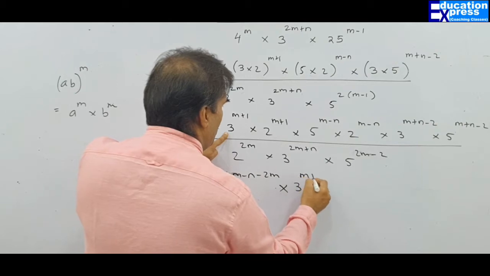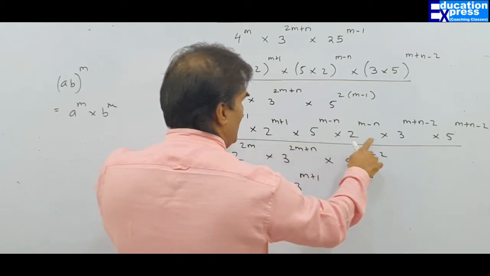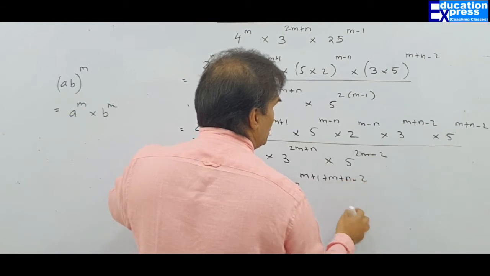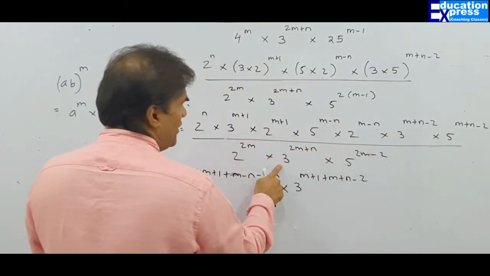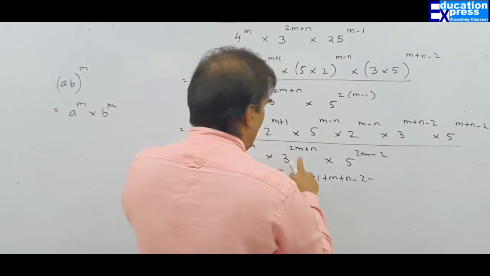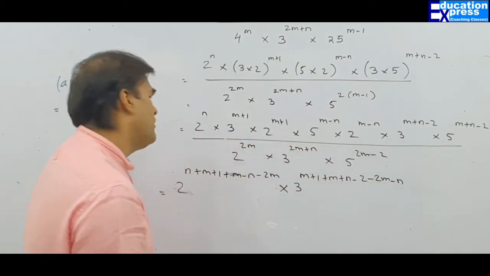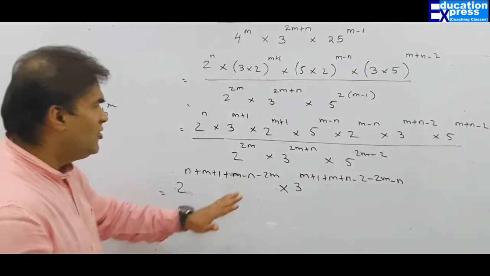Let's begin with 3. 3 raised to m plus 1. Anywhere 3? So 3 here, plus n minus 2. Anywhere else 3? So here. So you'll have to subtract. Minus 2n minus n. Absolutely perfect. So 2 is done with, 3 is done with.